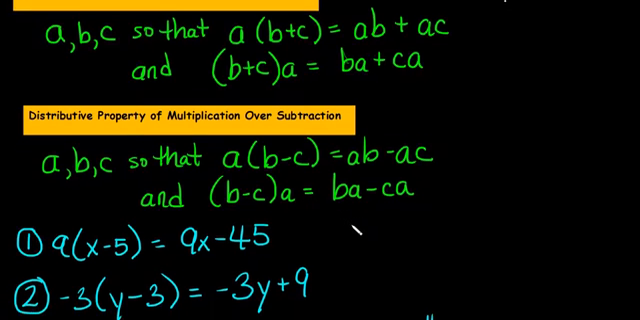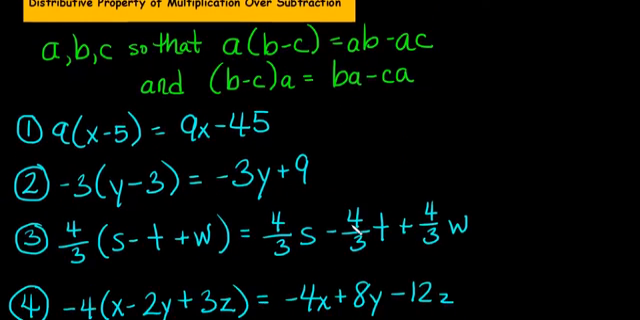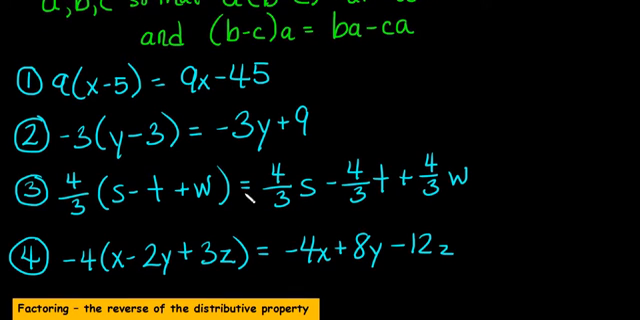Now I put some numbers in to give us some examples. Number 1, 9 times (x minus 5). We want to distribute this 9. So 9 times x, take away 9 times 5, which is 45. Number 2, negative 3 times everything in here, (y minus 3). So negative 3 times y is negative 3y, and negative 3 times negative 3 is a positive 9.